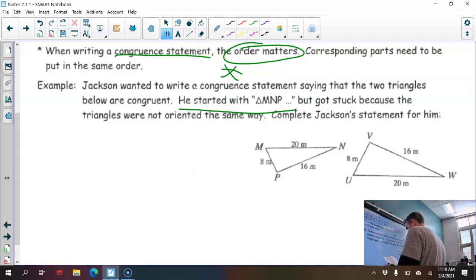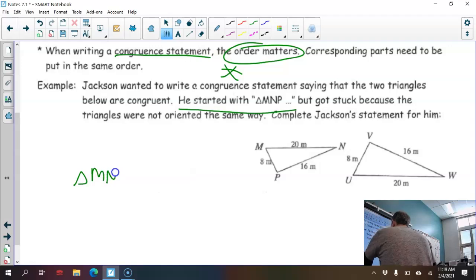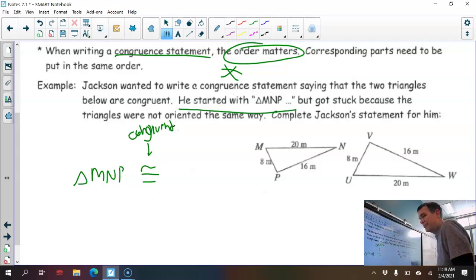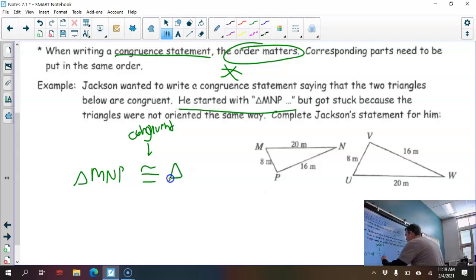So this is what we're going to do. We're going to start with his statement. Triangle MNP. And then we're going to put the congruent sign, right? This is the congruent symbol. It's an equal sign with a little wave over top of it. And what Jackson is trying to figure out is how to name the other triangle, because he has to put the corresponding parts in order. His first letter needs to match up with the M. Which letter matches up with the M? That's the one that needs to go first.